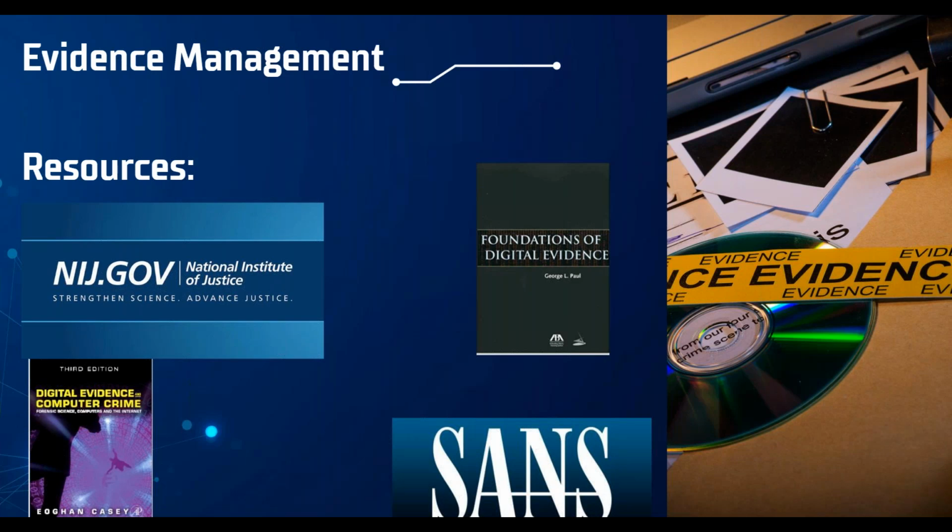And then the SANS Institute is another that does some phenomenal training that's related to digital evidence, and just some really great references for evidence management and doing that digital collection.